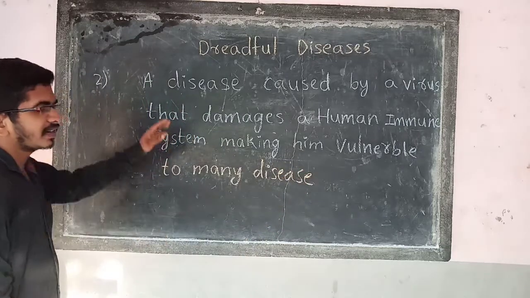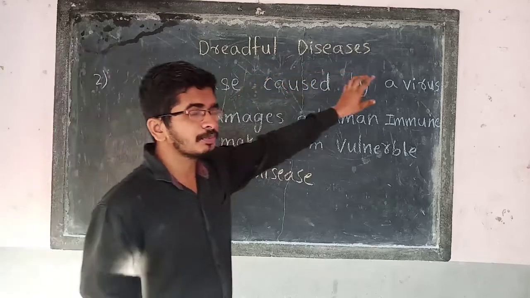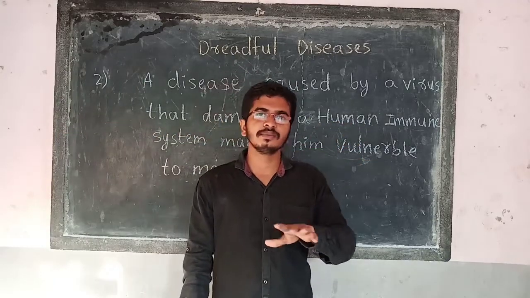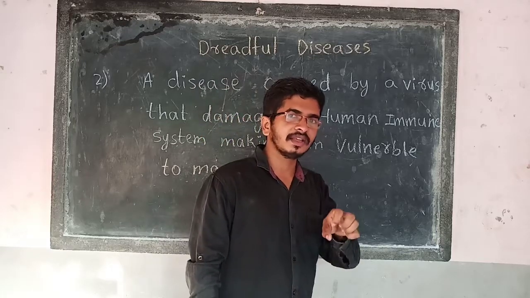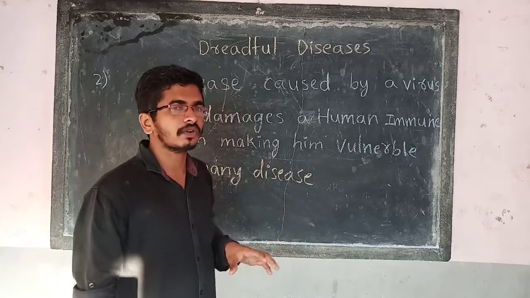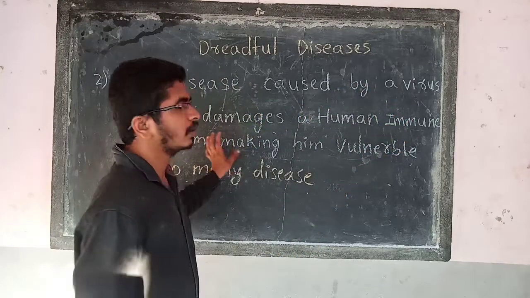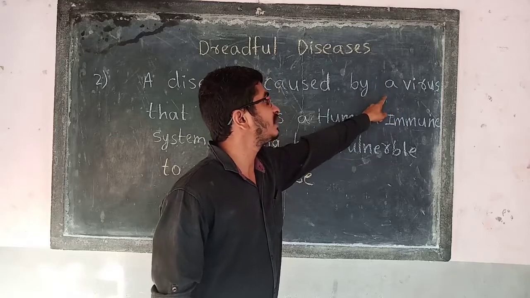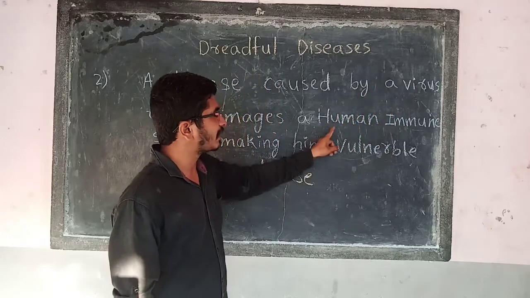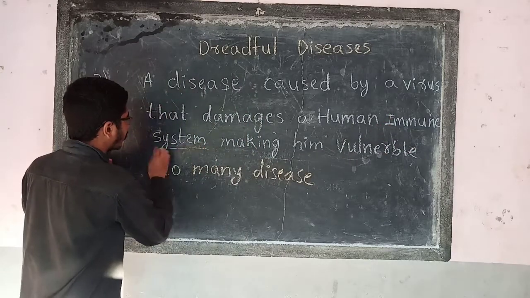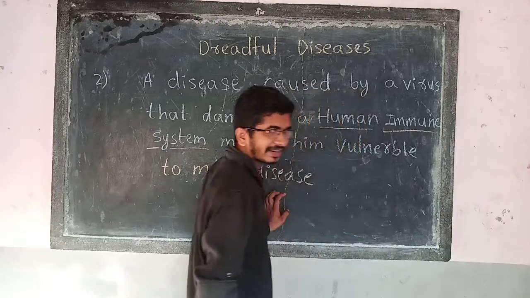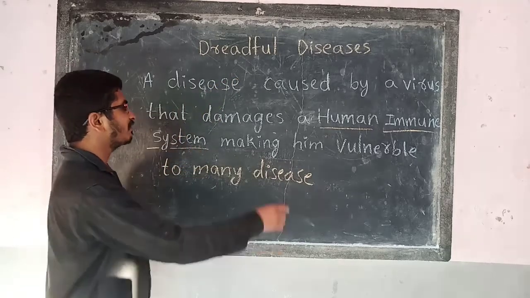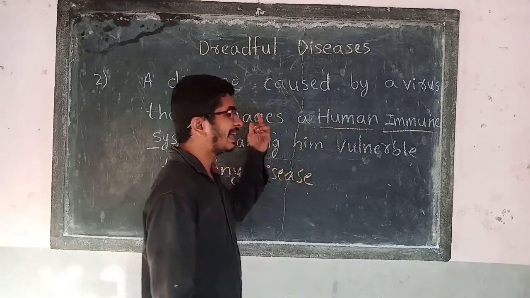So it's a disease caused by a virus, and this particular disease damages our immune system. We all know what the immune system is, right? Immune system means which can fight the bacteria which attack our body. It protects our body. But this virus affects the immune system itself. You have to underline human immune system. Nowadays it became very important, right? This virus attacks the human immune system, and because of that, the human immune system gets damaged.